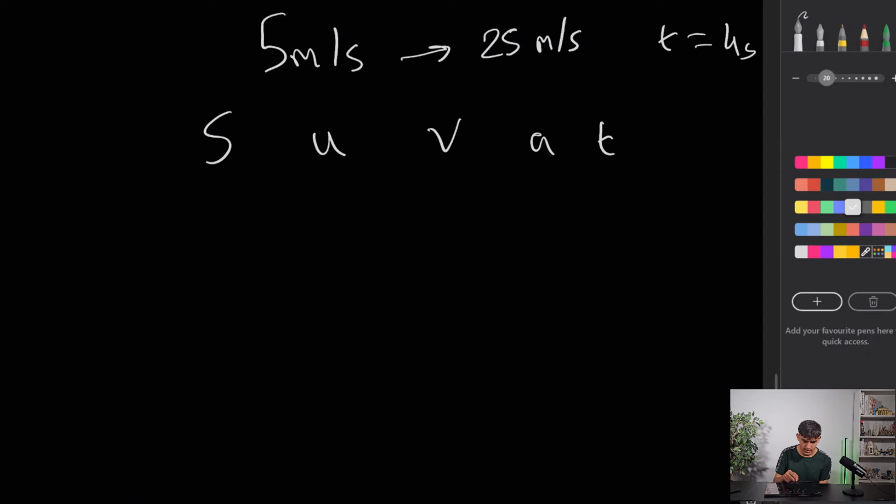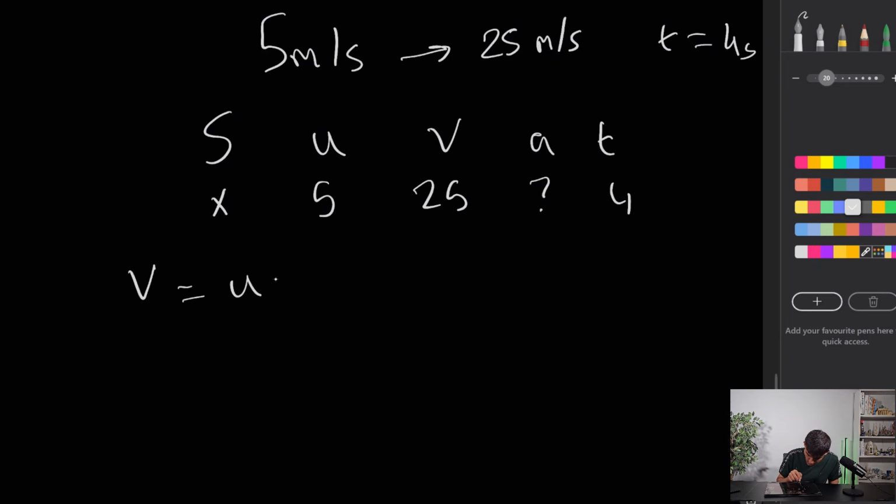We've got u, the initial velocity, which is 5 meters per second, and we've got v, which is 25 meters per second, the final velocity. We've also got time, which is 4 seconds. We don't have displacement s, and we're working out a, which is the acceleration. So we've got u, v, and t, and we're working out a. What equation could we use? We could use v equals u plus at.